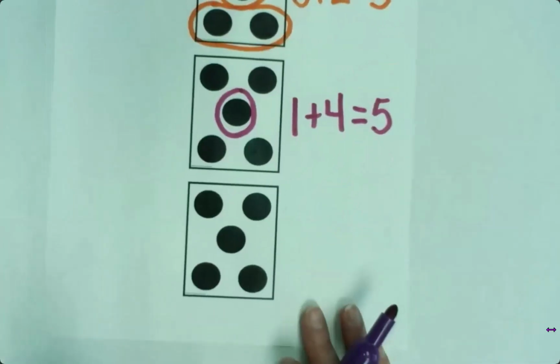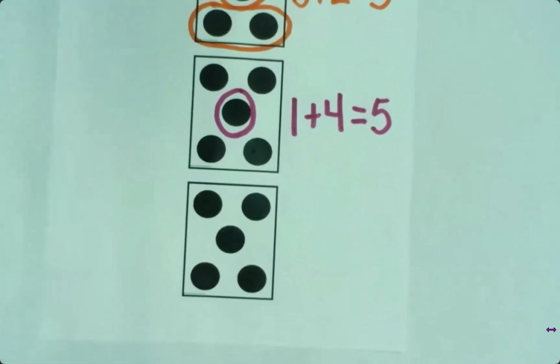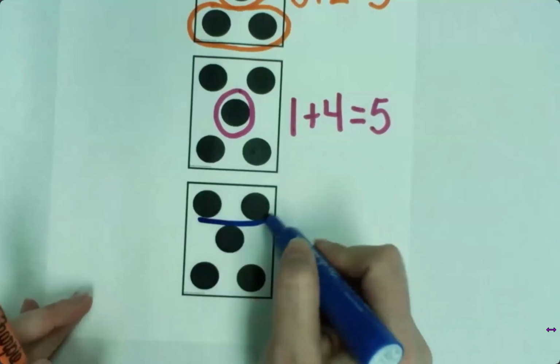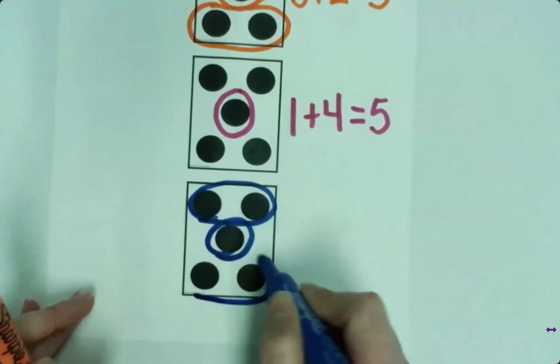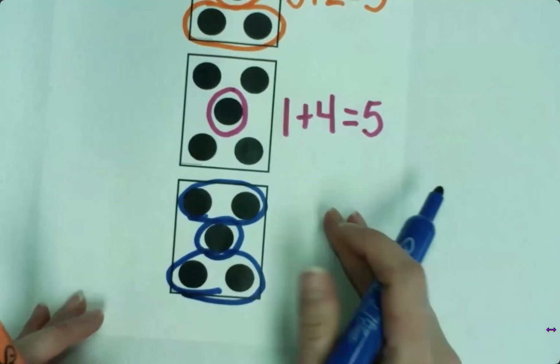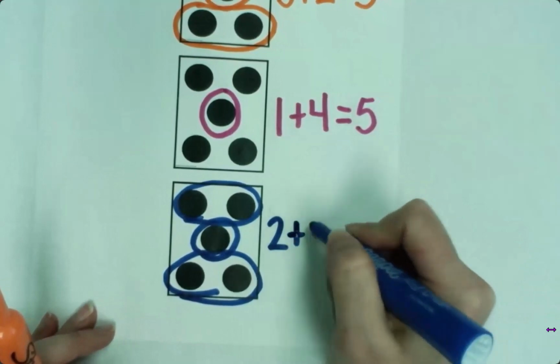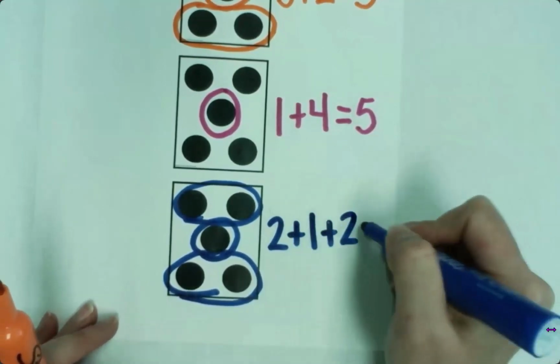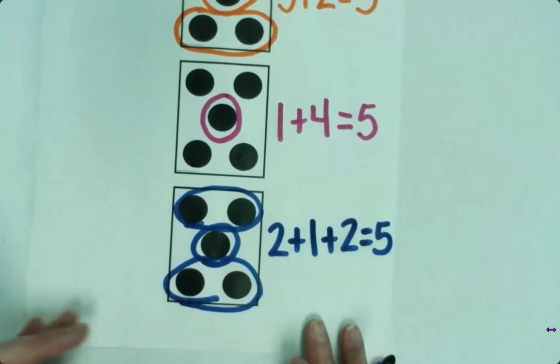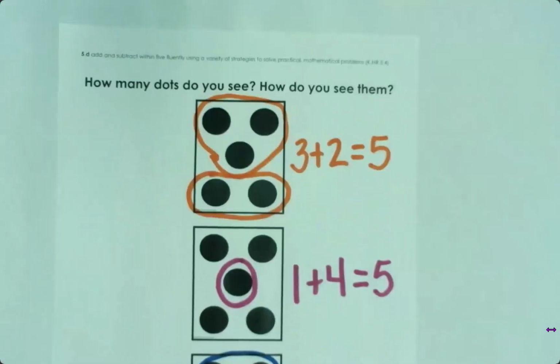Now, you may have students who say they counted 1, 2, 3, 4, 5, but what we want to encourage them to do is to start to see groupings. Now, you also may have a student that says, I see 2, 1, and 2. And now they're seeing it with 3 addends, 2 and 1 and 2 is the same as 5. So using these dot cards is a great way for students to start to put together and become even more fluent within 5.